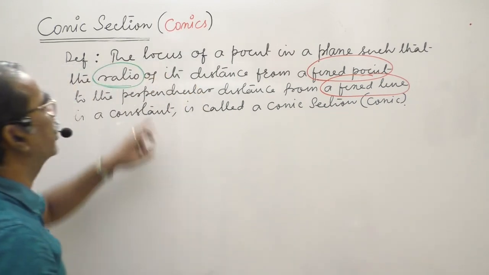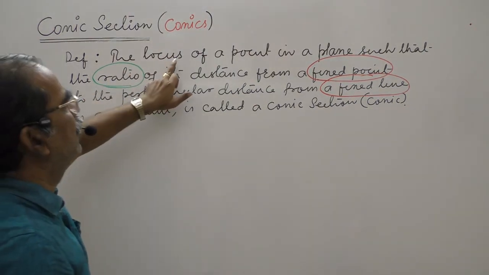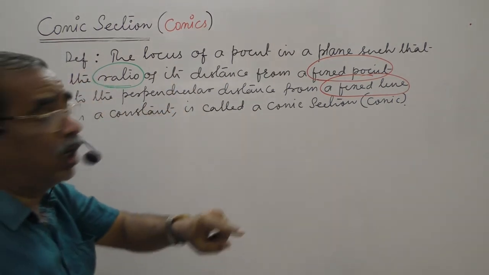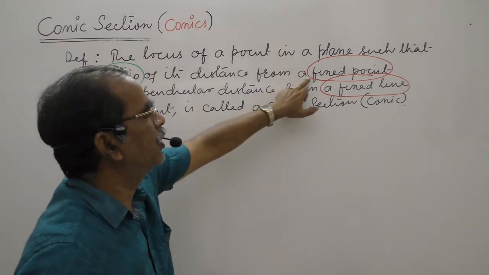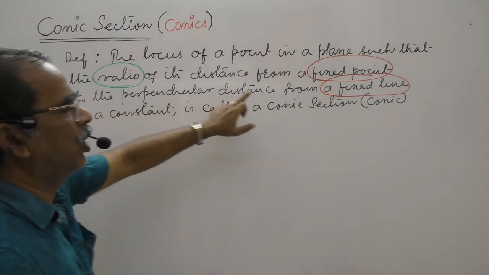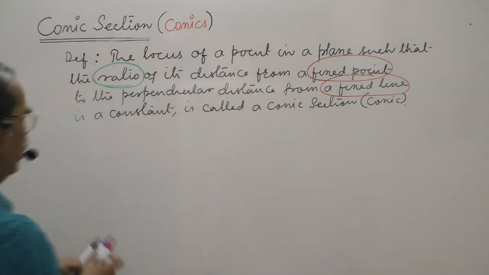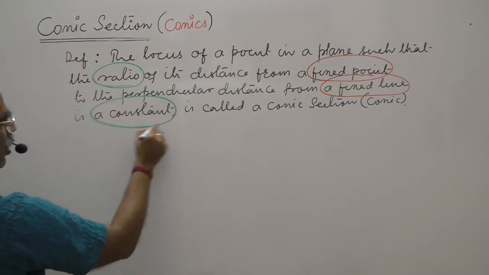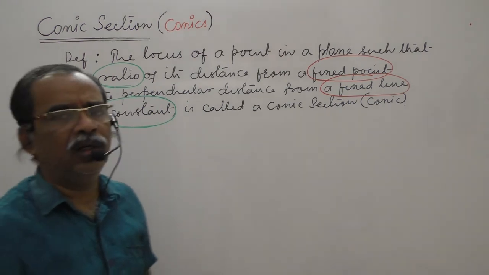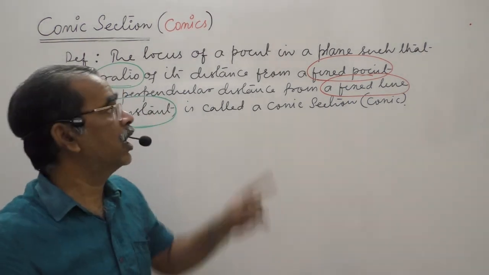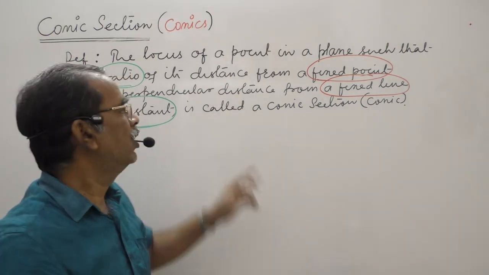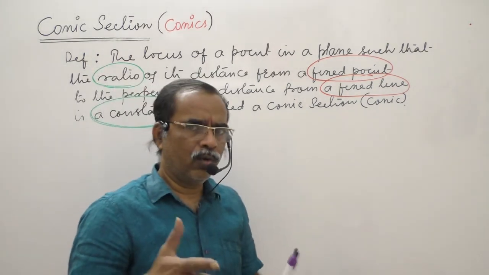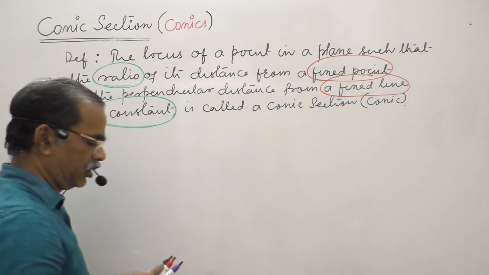So the definition says a conic section is the locus of a point in a plane such that the ratio of its distance from a fixed point to the perpendicular distance from a fixed line is always a constant. What should that ratio be? That ratio should be a constant. The locus of a point satisfying this condition is called a conic section. This is the definition. We will try to explain this in a simple way.